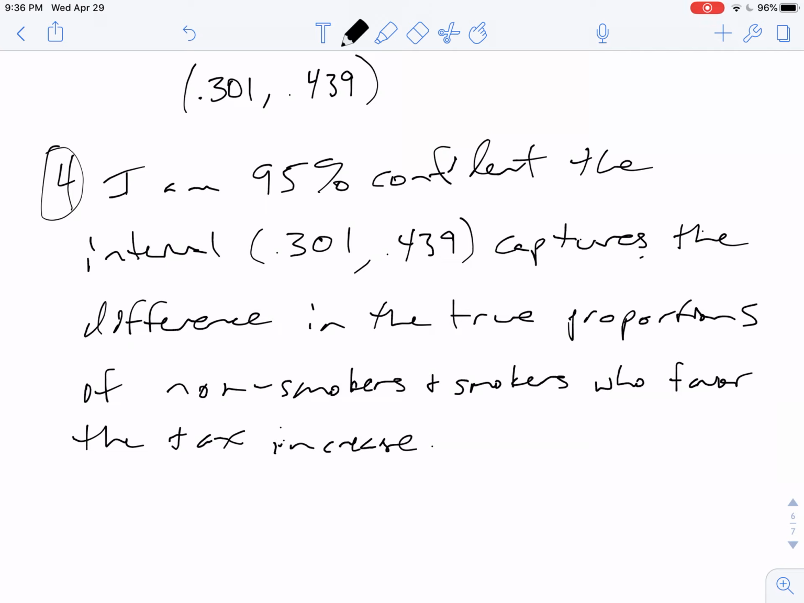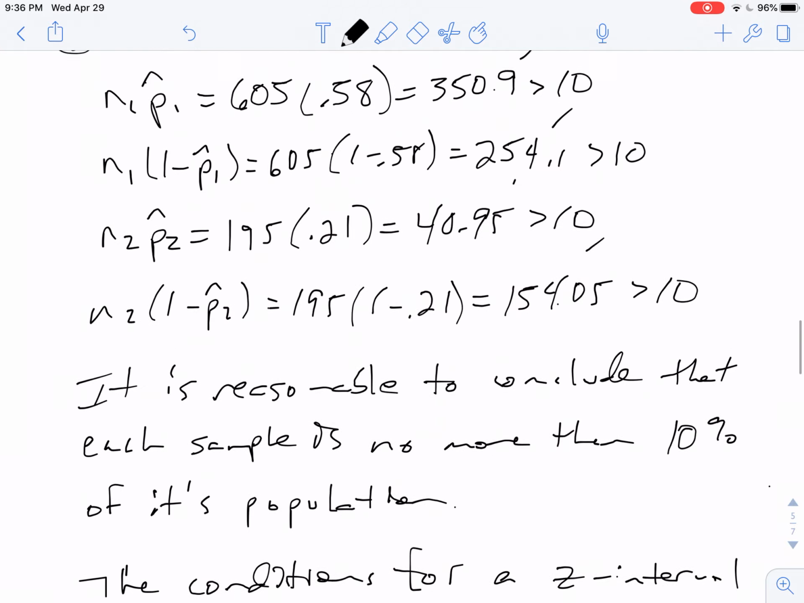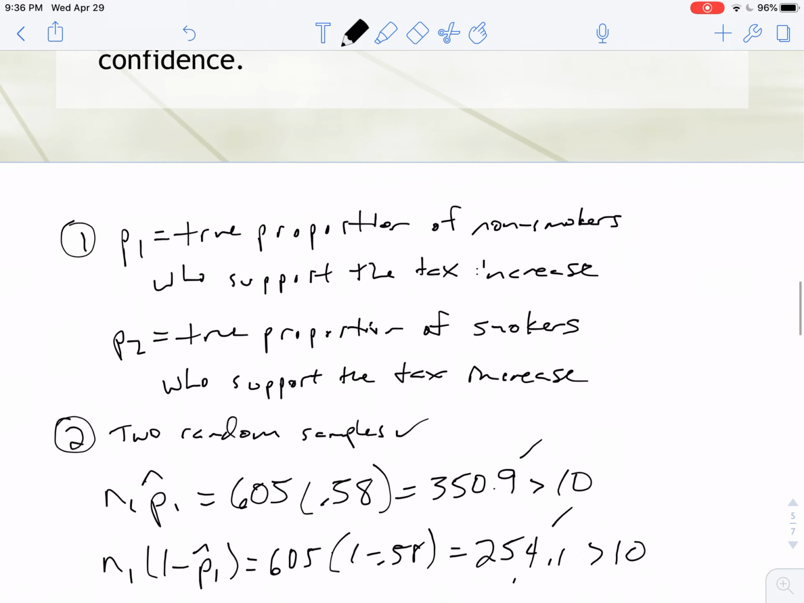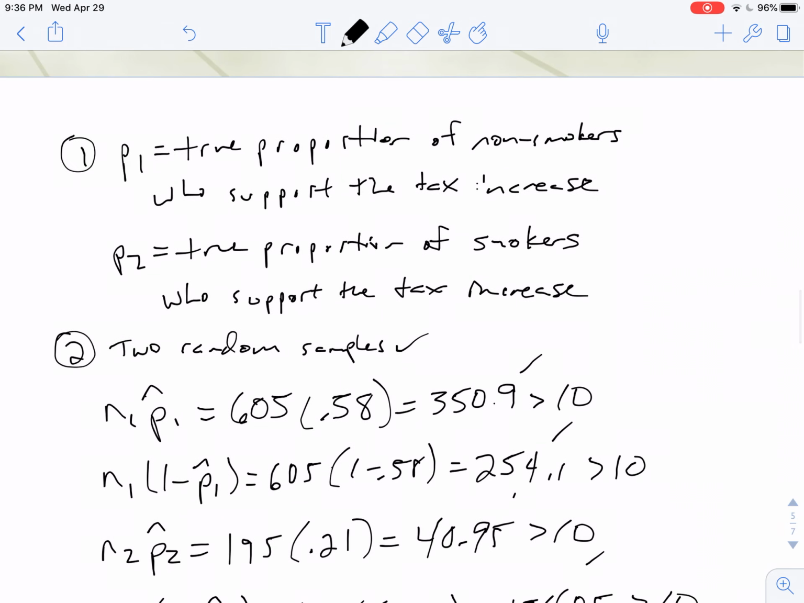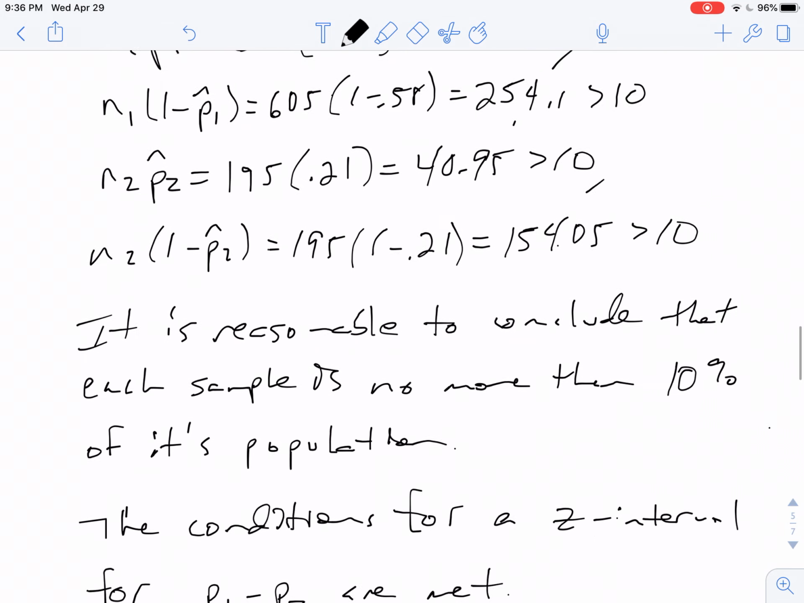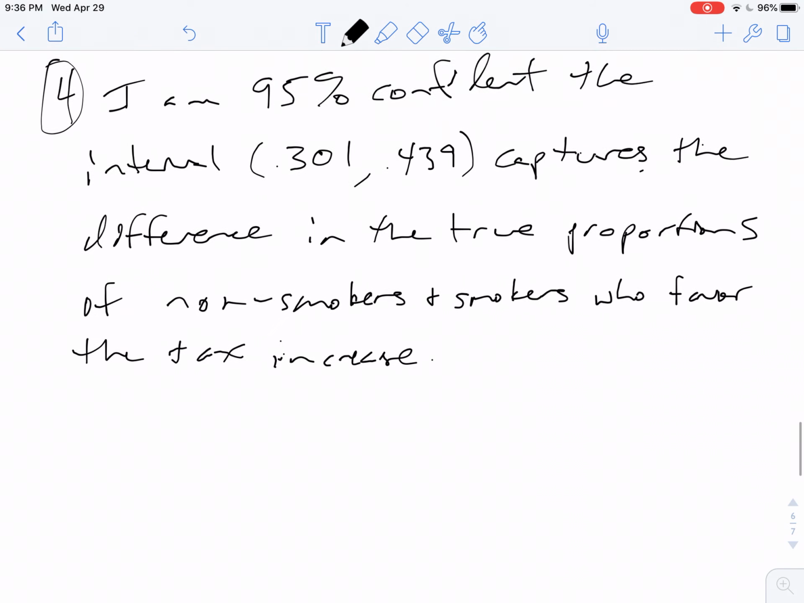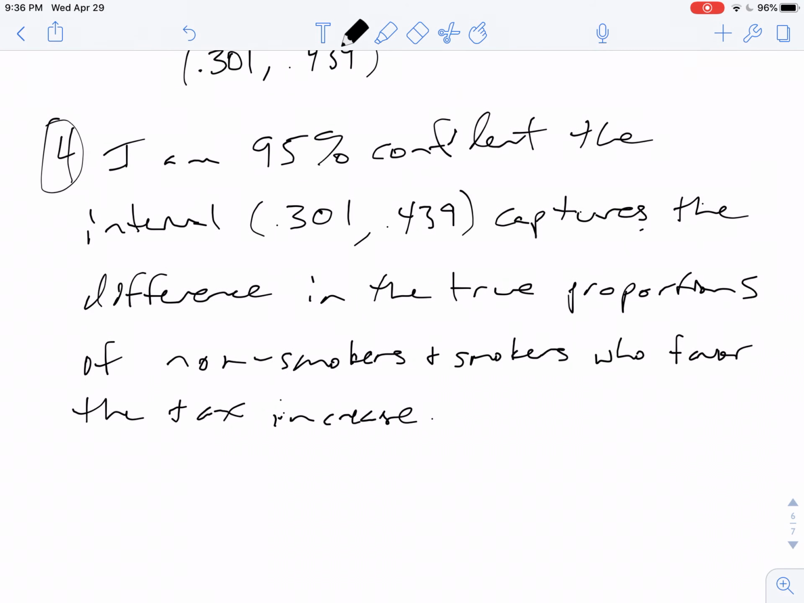Okay, so that's it. That's step 4, which rounds out your 4-step process. So that is, again, the 4 steps that you're going to use for doing the z interval for P1 minus P2. All right, thanks for watching.